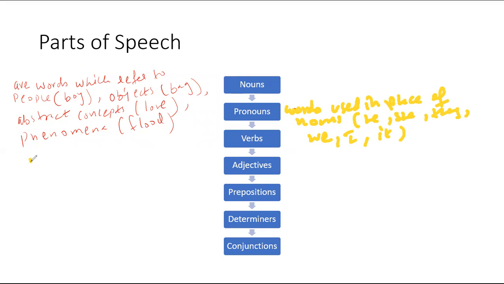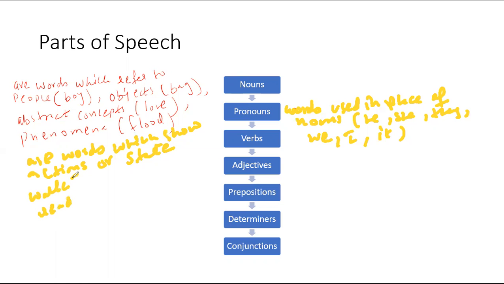Verbs are words which show actions or state. For example, walk, read, these are action verbs. Is, am, was, were, alone, when they don't come with an action verb, they show state, right? Or they're also called be form of verbs.